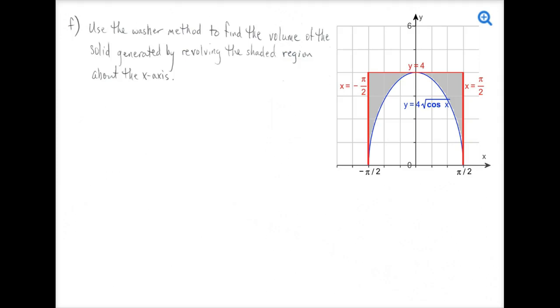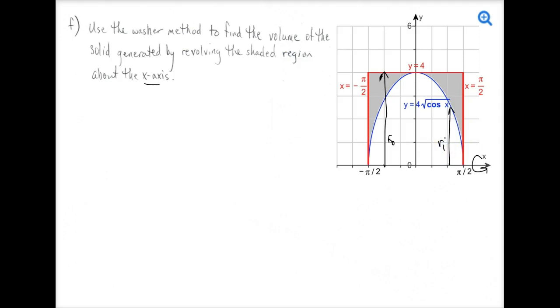So to be clear on this, we know that we're going to use the washer method because there's a gap in between the area and the axis of rotation. We said that the axis of rotation was the x-axis, so we know that we're rotating about this axis here. And because of that, we know that the outer radius is going to be from here all the way down to the x-axis. And we know that the inner radius will be here.